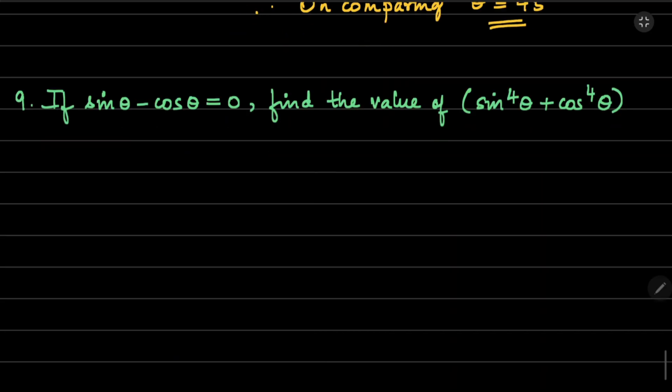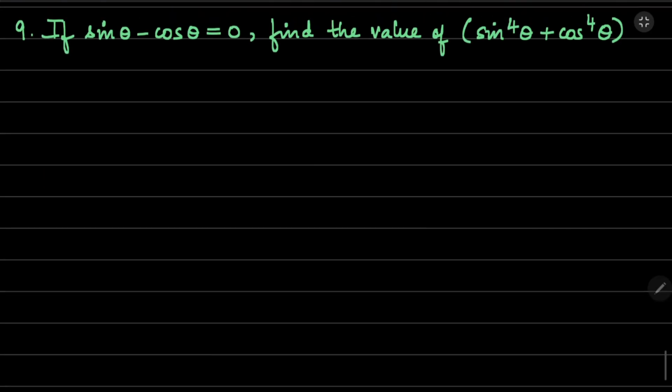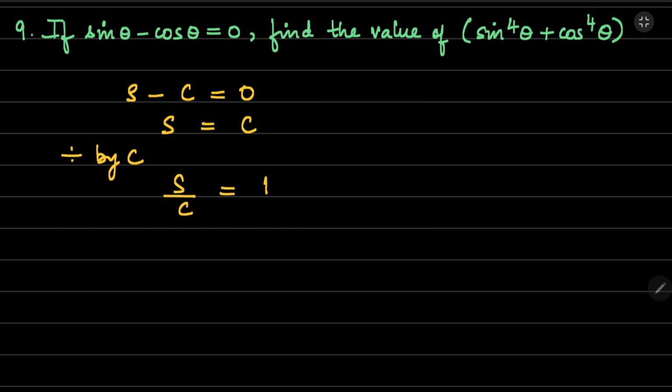Let's move on to the 9th question. If sine theta minus cos theta is equal to 0, you have to find the value of sine to the power 4 theta plus cos to the power 4 theta. So let me write sine minus cos equal to 0. So sine is equal to cos. Divide both the sides by cos. So what do you get? Sine by cos equal to cos by cos, which is equal to 1. So you have got tan theta is equal to 1.